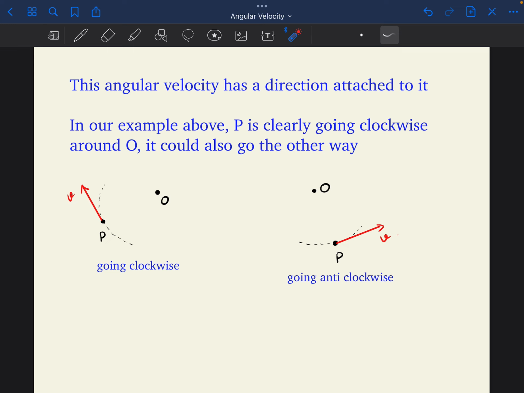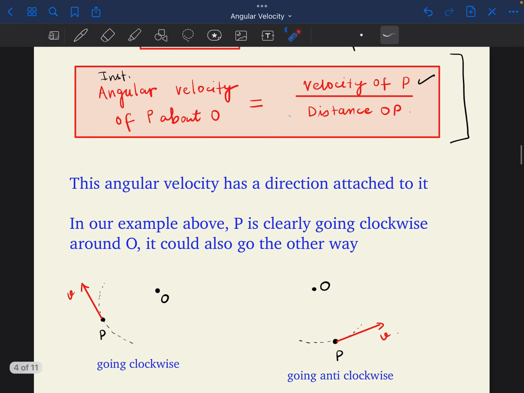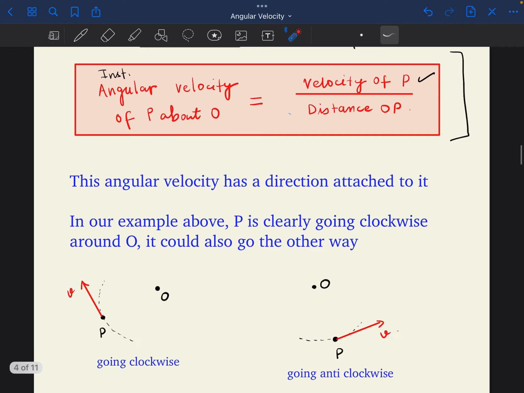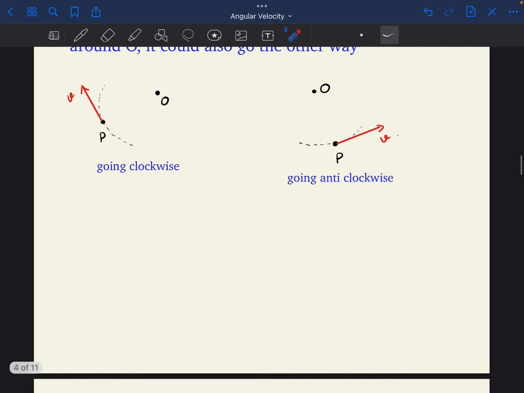So you can check this, you can play with this, and you will realize that there are no other ways possible for P to go about in a circle around O. There are only two ways, and one we call clockwise and the other anti-clockwise, because of course clockwise motion is exactly like the hands of a clock. The hands of a clock go in this direction, right? And anti-clockwise is the opposite. So angular velocity has a magnitude, which I detailed over here in this box, and it has a direction.